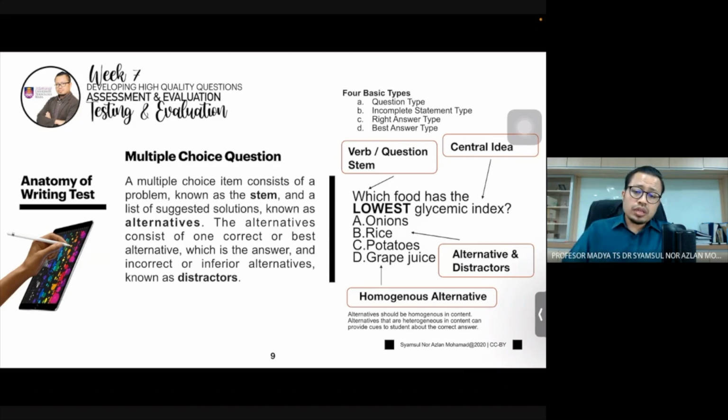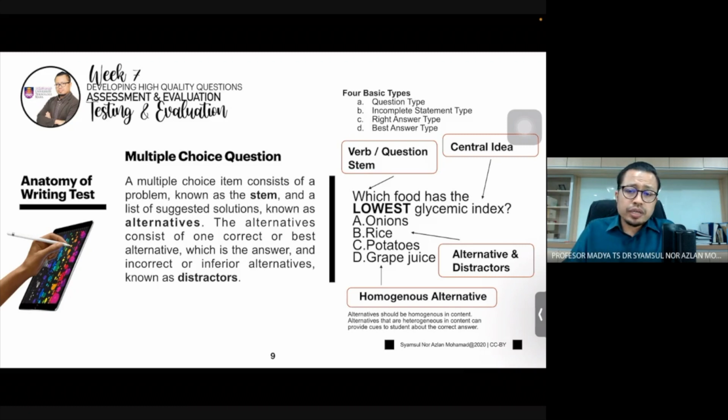So on this juncture, you can see there are a lot of types on designing the multiple choice question. Meaning that whether you want to design your multiple choice question based on the question type, or based on the incomplete statement type, right answer or best answer, is depending on the purpose, the reason why you choose that kind of option, that kind of type.